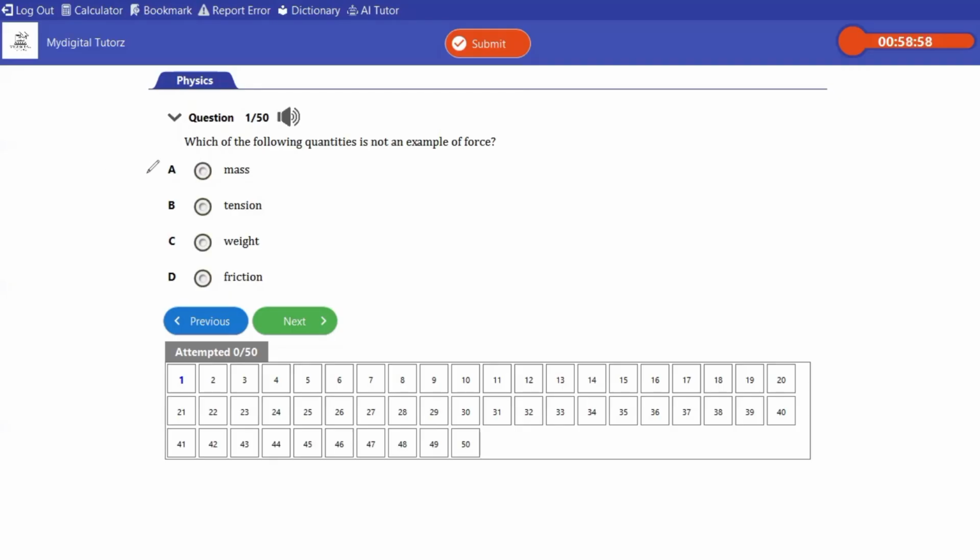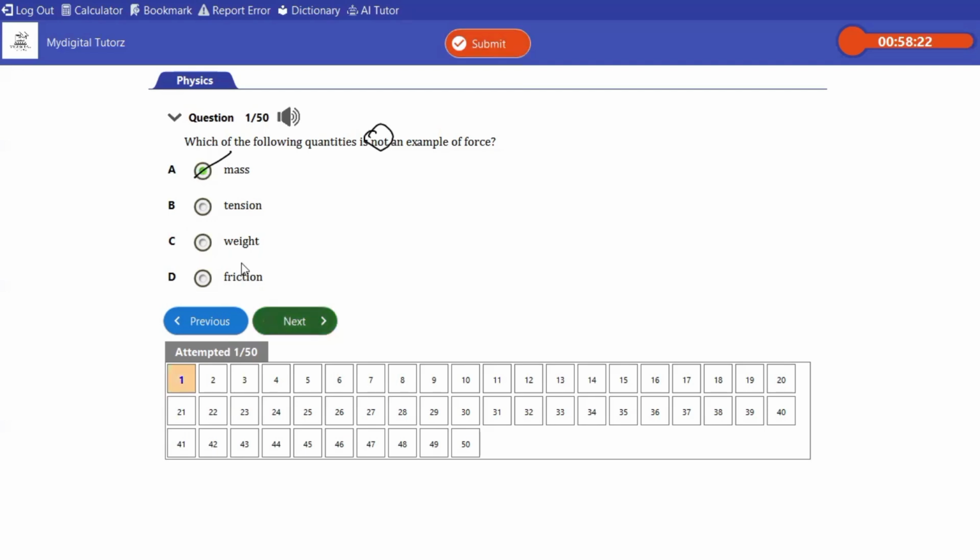Okay, so we have the first question here, which says, which of the following quantity is not an example of force? Remember, it's not, so take note. Since they put is not, we are looking for the odd one. So it means that only one is not an example of force. A, mass, B, tension, C, weight, D, frequency. So the correct option here is mass. Mass is not force. So our correct option here is option A.